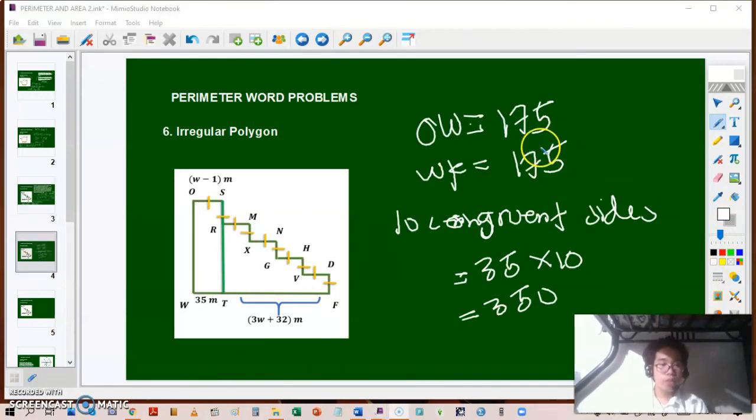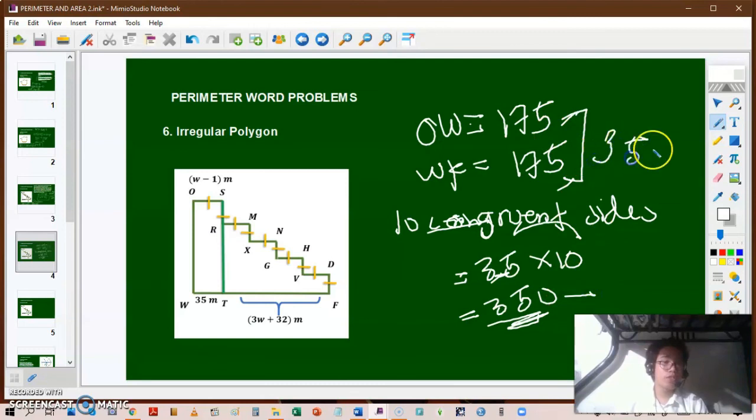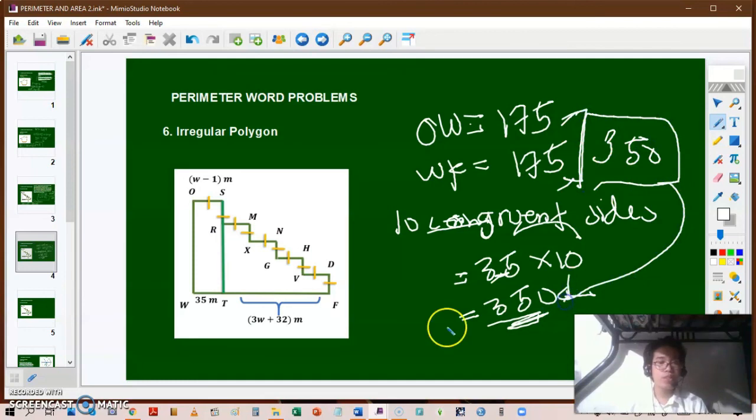So as we said, we have already solved that the measurement of OW is 175, and WF measures 175 meters as well. And then we have the 10 congruent sides, so the measurement of one congruent side, side OS, is 35, so you multiply that by 10, so 35 times 10 is 350. And if we add all of the measurements to get the perimeter, OW plus WF, 175 plus 175 is 350, and if you add that to the 10 congruent sides, the perimeter of this irregular dodecagon, a 12-sided figure, is 700 meters.